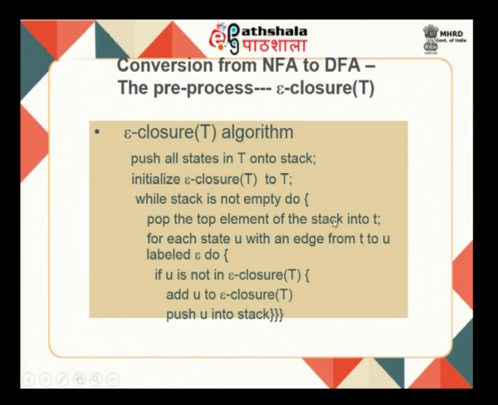Pop the top element of the stack into T. So, take the top element, and for each state u with an edge from T to u labeled epsilon, that is in the first iteration from 1 to 2 there is an epsilon transition. So, only 2 will basically be fetched. If u is not in epsilon closure of T, add u to epsilon closure of T and push u onto the stack. So, again I will push 2 onto the stack back. Again I will keep on repeating till the stack is not empty, right. So, I will keep on repeating and then finally pop the top element of the stack. Okay. So, that is the algorithm for computing epsilon closure.